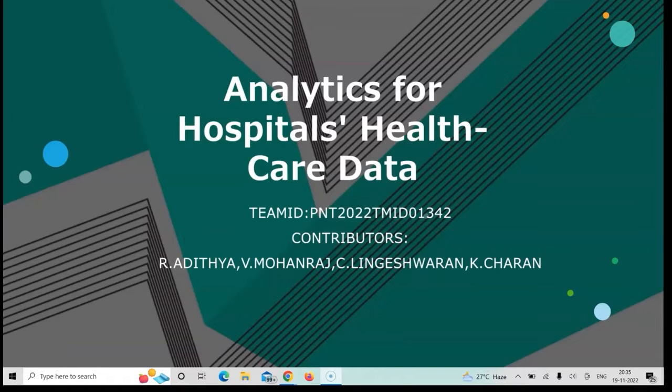Hello everyone. Our project is Analytics for Hospital Healthcare Data. Our project is worked for IBM Naalaiya Thiran conducted by Tamil Nadu government. Our team ID is PNT2022TMID01342, presented by Adithya R, Lingeshwaran C, Mohanraj V, Charan K.